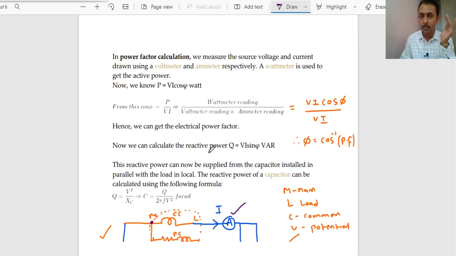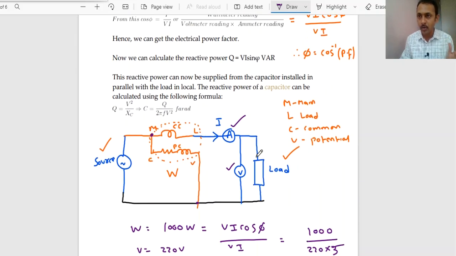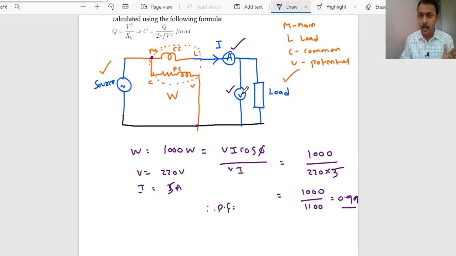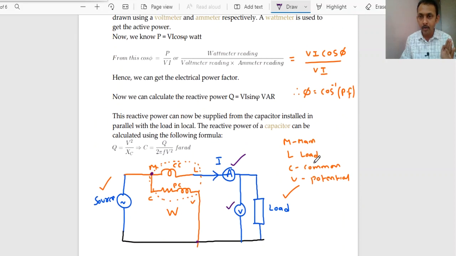While calculating the power factor, the wattmeter always reads the VI cos phi value, and with the help of the voltmeter and ammeter, we measure the voltage and current. Taking the ratio, we get the power factor. Once you know the angle phi, you can also calculate the reactive power. Voltmeter reading into ammeter reading into sin phi will give you the reactive power. The wattmeter always reads active power, but once you know the phi value, you can also measure the reactive power drawn by the load. Right? Thank you.